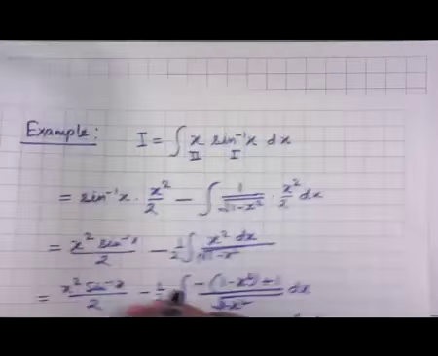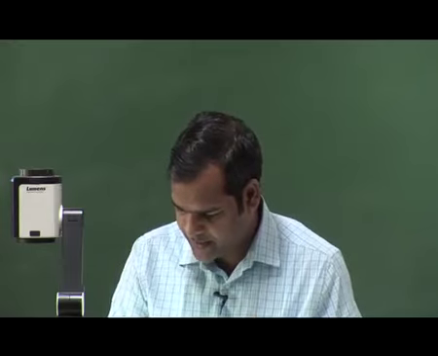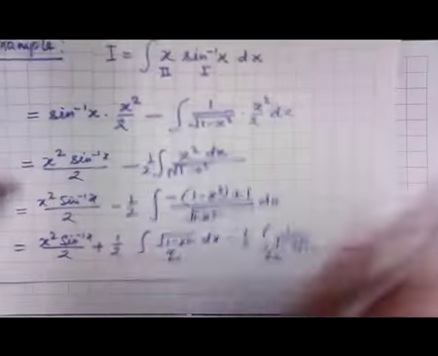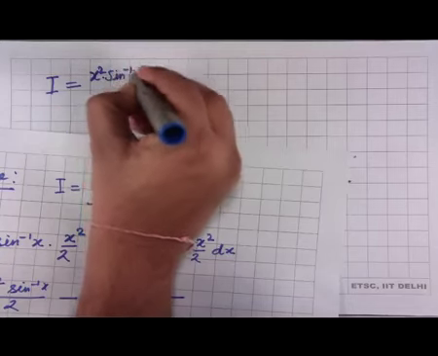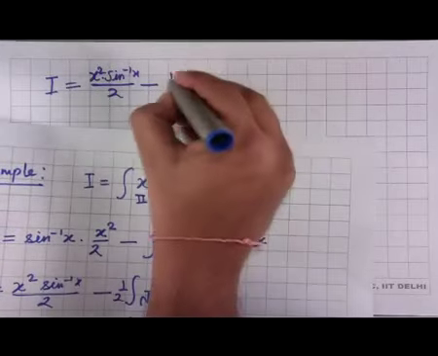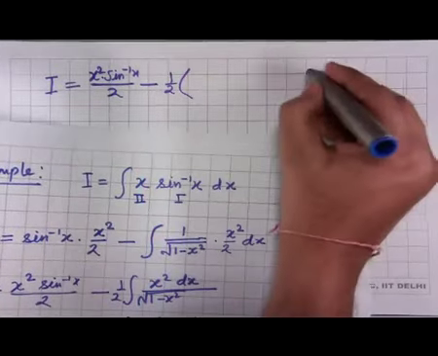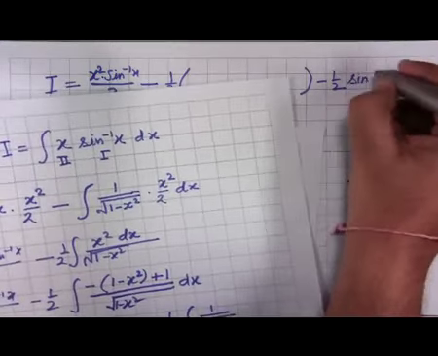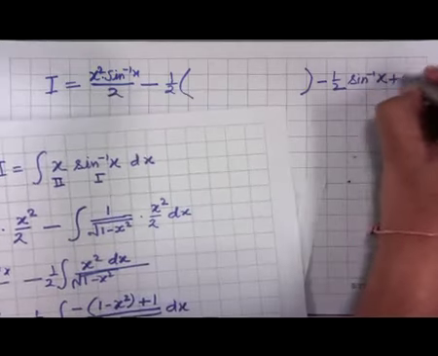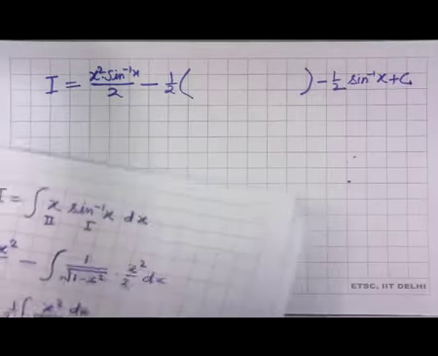What is my integral I? So, my integral I ultimately is x squared sin inverse x by 2, minus half of I 1, which I will substitute, minus half of I 2. I 2 we could easily see is nothing but the sin inverse x, and then plus a constant of integration.